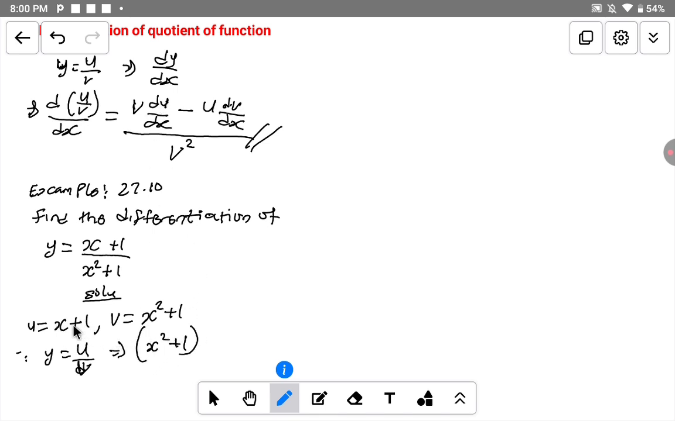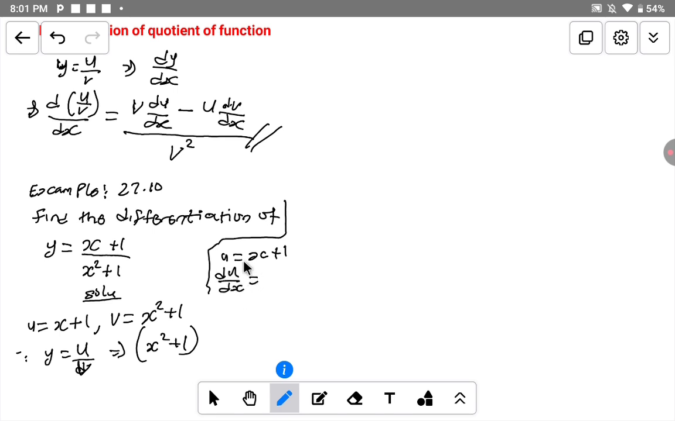u with respect to s. Now let's differentiate u with respect to s. Let me try to break it down here. Let me just write it out here. Since our u is equal to s plus 1, I want to differentiate this with respect to s. Let's put the du over ds.